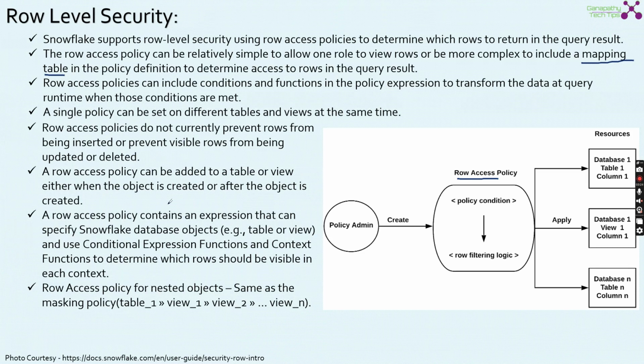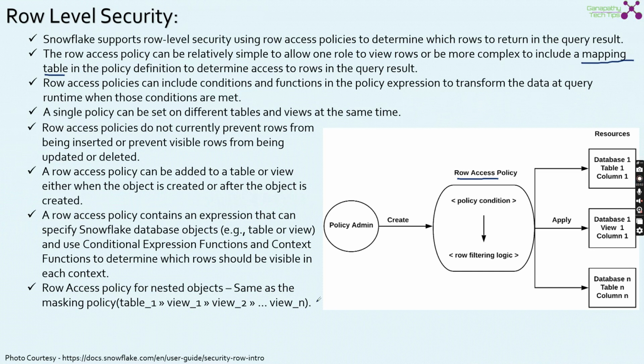The row access policy can be added to a table or a view either when the object is created or after the object is created. As simple as it is. So we have both options available, either at the creation level or we can modify it at a later point in time as well. A row access policy contains the expression that specifies the Snowflake database objects, for example a table or a view, and uses conditional expression functions and context functions to determine which rows should be visible in each context. There is nothing more specific to it.